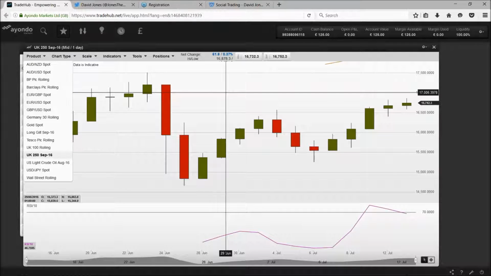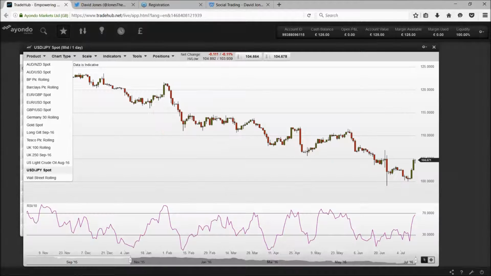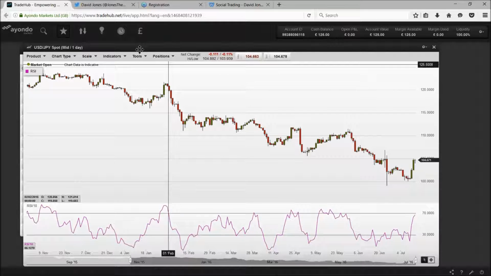Let's just have a look at some more currencies. I think an interesting one to watch for me at the moment is dollar yen. So over this weekend, the weekend just gone, we had an election in Japan for, I think it's their upper house of parliament, and I think the existing government won out.